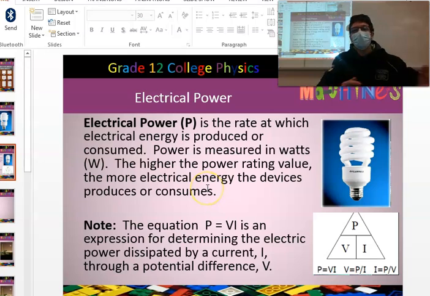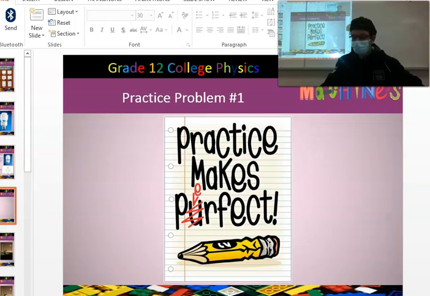Now, we calculated power back in our energy unit as change in energy over time. How we're going to calculate power in an electric circuit is voltage times current. So in an electric circuit, power equals voltage times current. We can write this triangle to help us solve for whatever variable we want to solve for. And that's on your handout. Okay, so let's try an example problem, the first one.